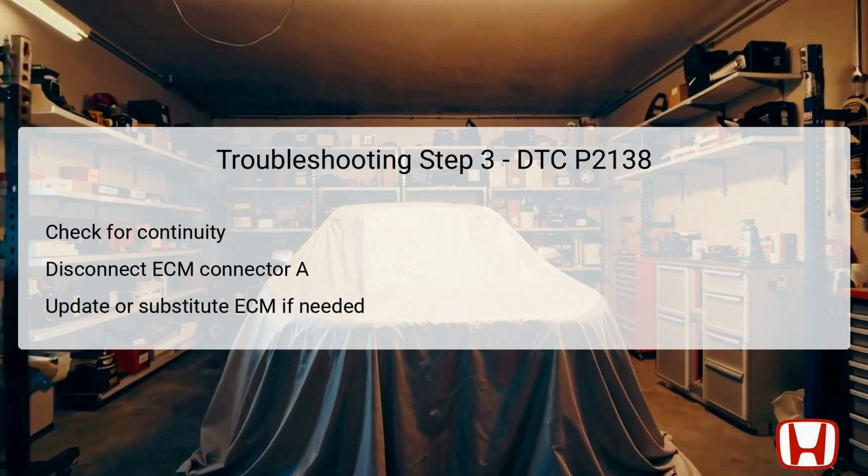Proceed to check for continuity between test points on the connector, specifically between number 28, yellow wire, and number 29, purple wire. If continuity exists, this indicates that the wiring is functional. If there is no continuity, however, it may be necessary to update the ECM software if outdated, or substitute it with a known good unit for further verification and troubleshooting. This step ensures that the ECM can accurately interpret signals from the APP sensors.